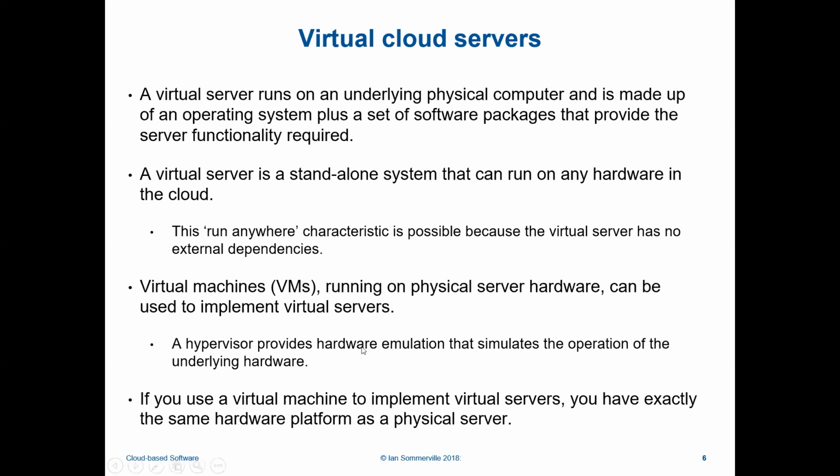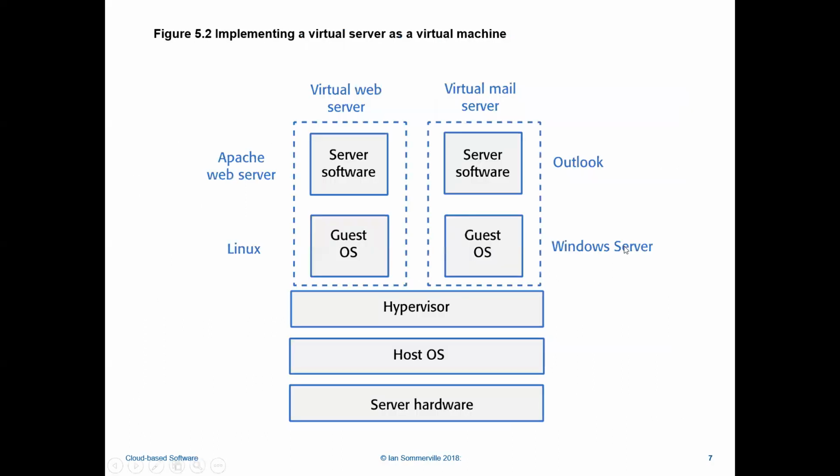Here we say a hypervisor provides hardware emulation that simulates the operation of the underlying hardware. So in other words, is there a picture of it? Yeah, here we go. This is the picture you see. Here is the server. This is how the cloud works, essentially. Because we have a server hardware, that's the one very powerful machine. And then we have some kind of basic operating system that is put onto that machine. Nowadays, these two levels are combined, at least as far as I understand. Hypervisor, yeah, these are usually combined.